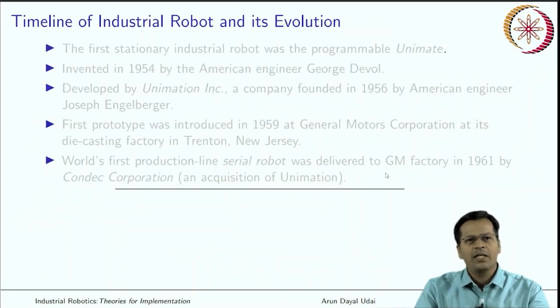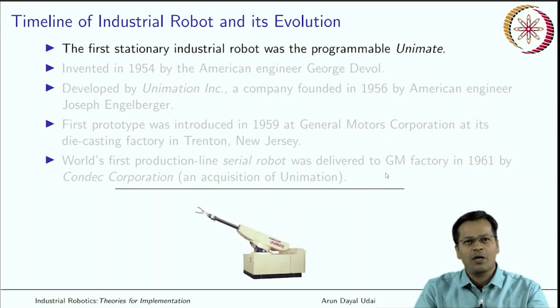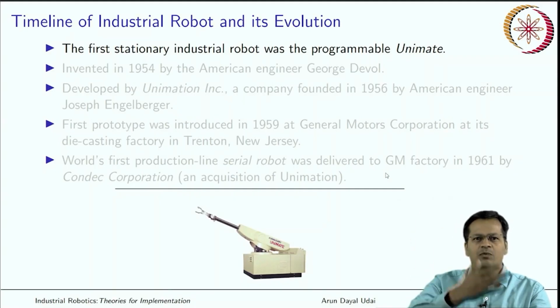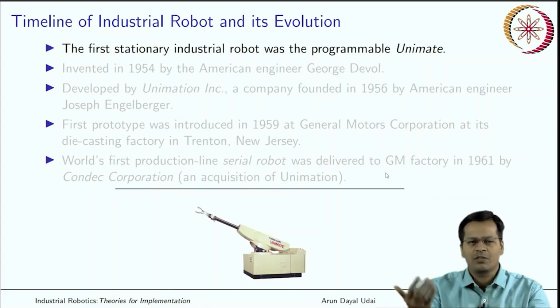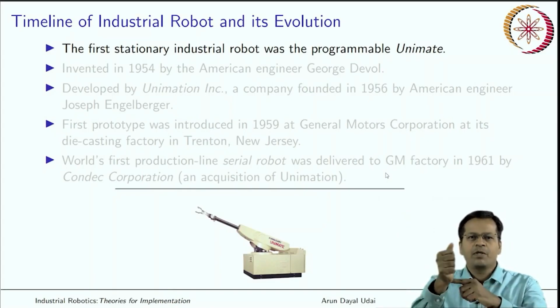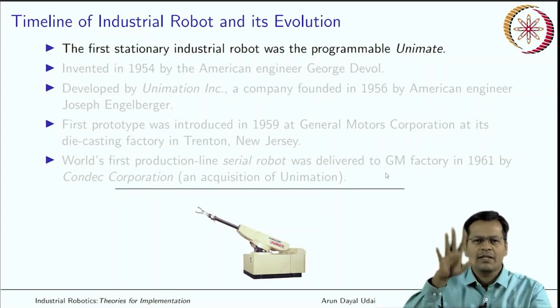So yes, we'll now talk about the timeline, how the industrial robot has evolved over the years. The first industrial robot is the Unimate. Unimate is the name given to that robot. This was a typical 4 degree of freedom robot, with a workspace very much like a spherical workspace till the tip before the last end effector.